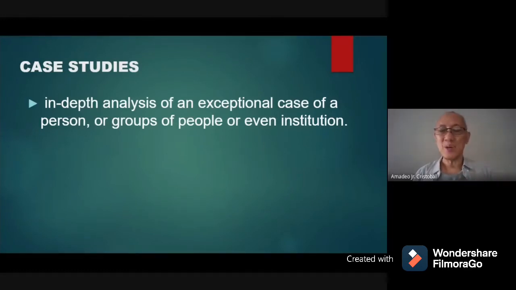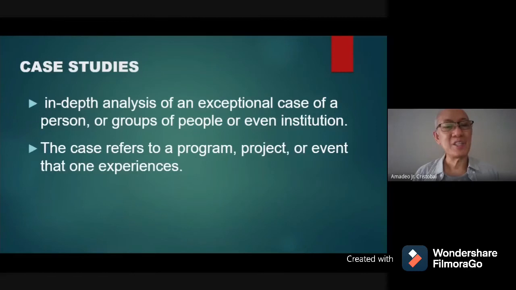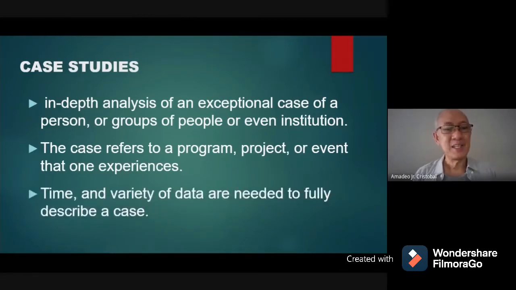So in a case study, you can have only one subject as your participant. The case refers to a program, a project, or an event that one experiences. And in a case study, time and a variety of data are needed to fully describe a case. So you must have very good data, and not only good, but numerous empirical data to really look at the case.